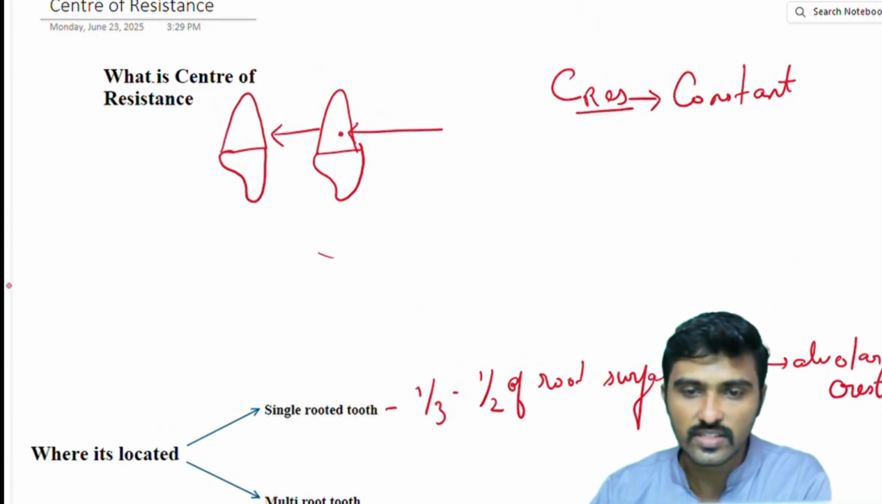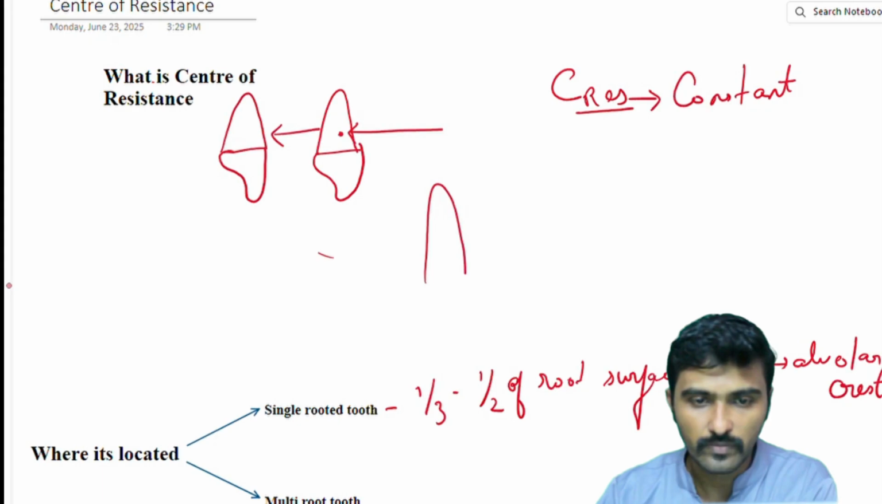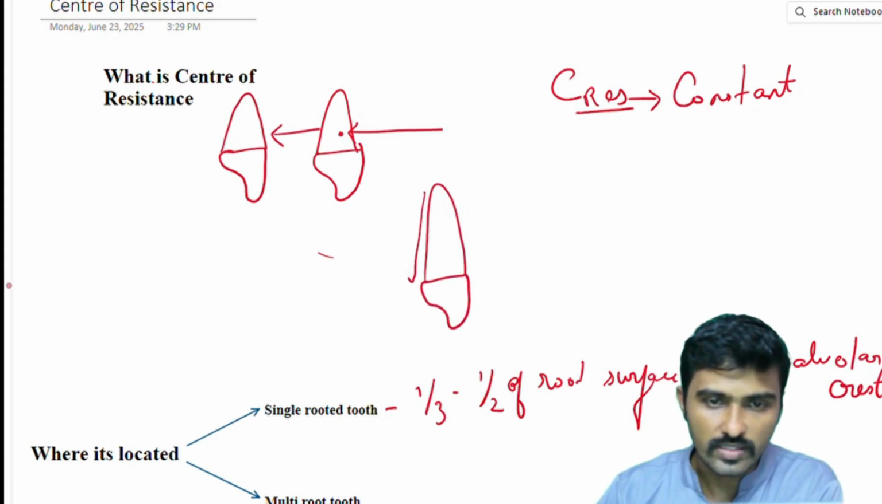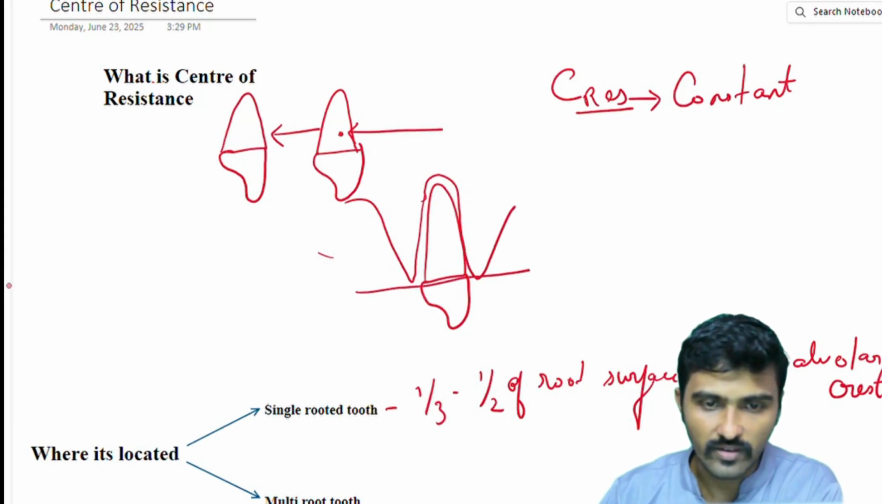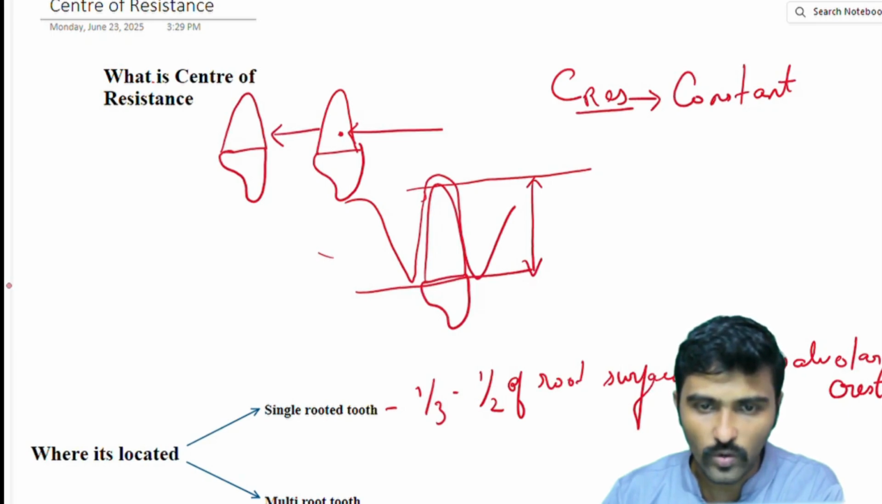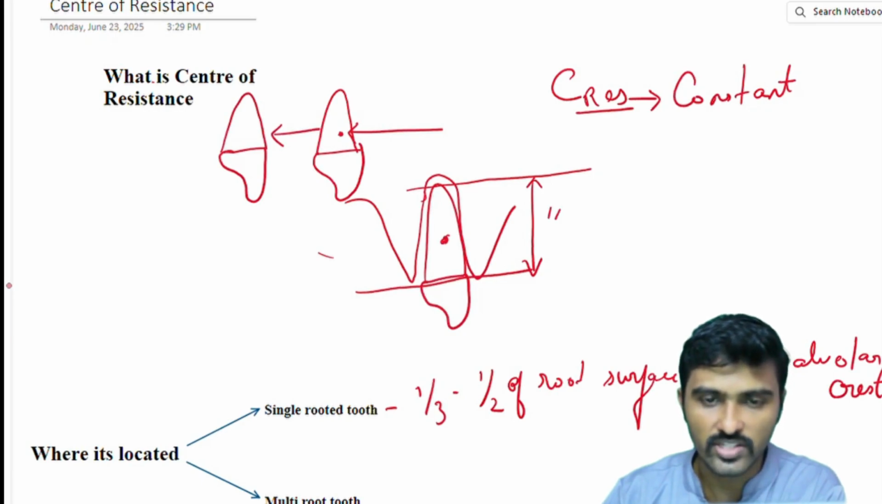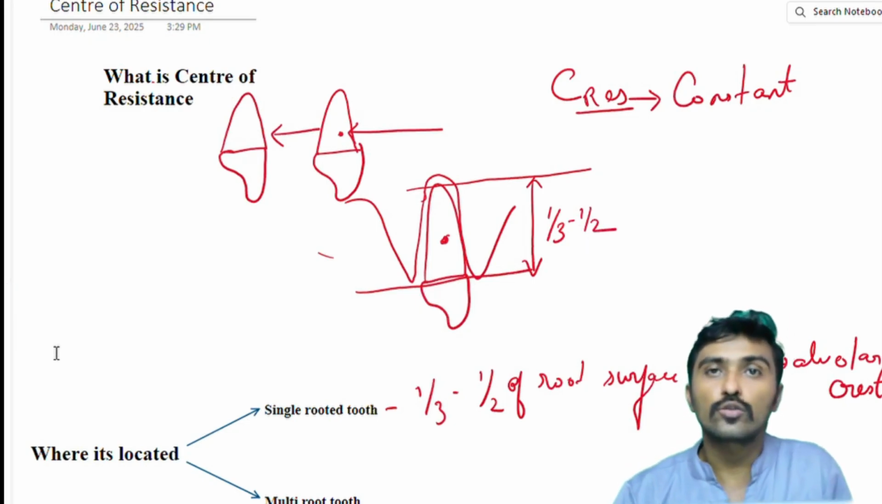So if this is the tooth, and let us assume this is the alveolar crest. This is the level of alveolar crest and this is the root apex. In this distance, it is located 1/3 to 1/2 of the root surface. So somewhere here. So this is the location of center of resistance for a single rooted tooth.